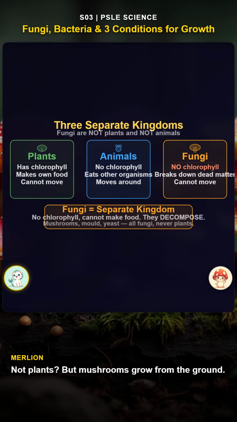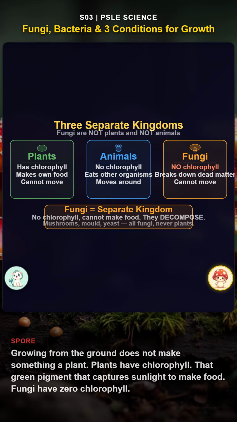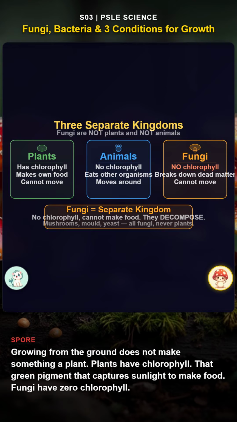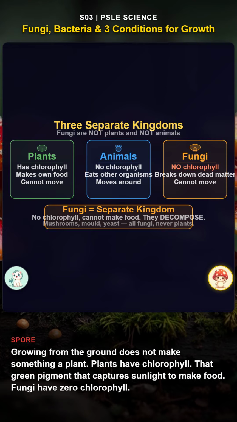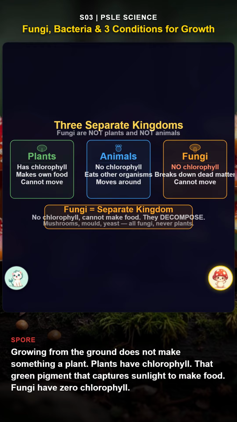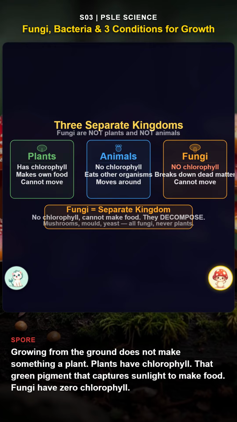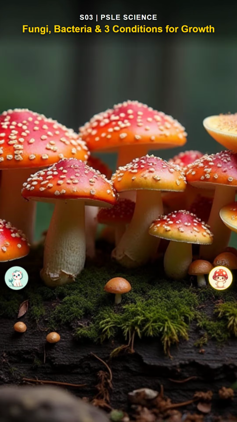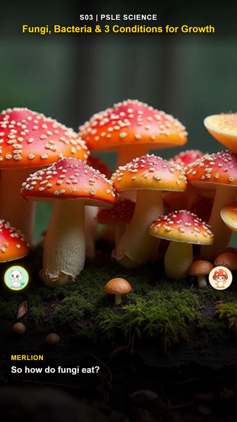But mushrooms grow from the ground. Growing from the ground does not make something a plant. Plants have chlorophyll, that green pigment that captures sunlight to make food. Fungi have zero chlorophyll. So how do fungi eat?